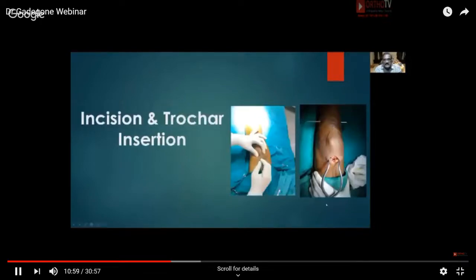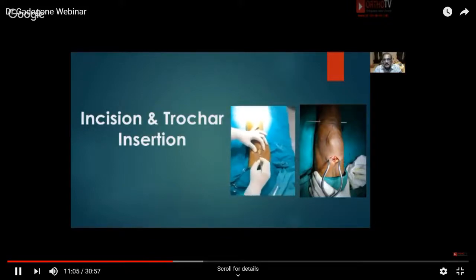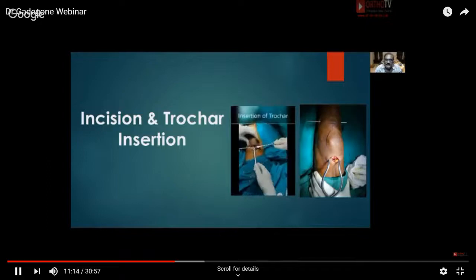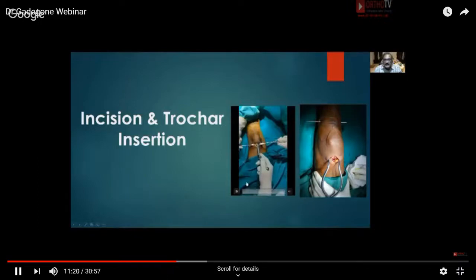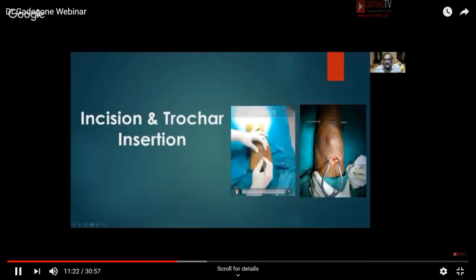Now this is the incision, how to proceed. This is after inflation of the joint. Give a small incision over the suprapatellar region, about 2 centimeters in length, and then with the artery forceps you enter inside. This is the trocar, and you insert the trocar inside the joint through the trochlea, and it will go to the upper end of the tibia.